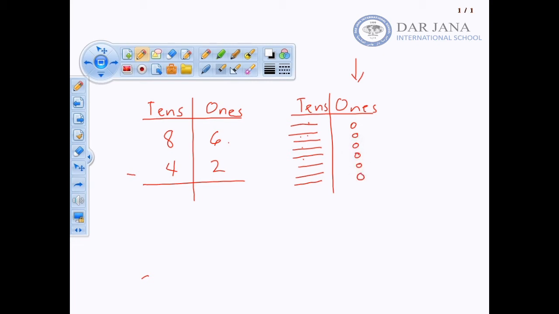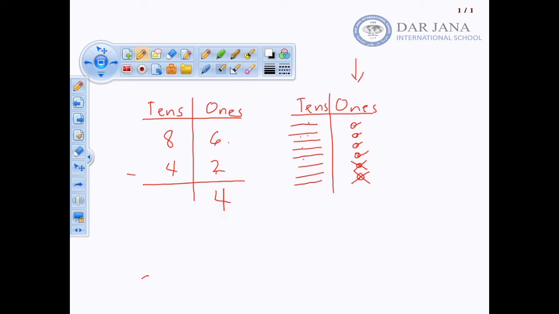Okay. Again, let us start from the ones. We have 86 minus 42. What are the numbers in the ones column? We have 6 and 2. We are going to take away 2 from 6. So here, we have 6 ones. 1, 2, 3, 4, 5, 6. How many are we going to take away? We are going to take away 2. So let us cross out 2. 1, 2. Now, count with me. How many are left? Let us count. 1, 2, 3, 4. Where are we going to write 4? Here in the ones column, because as we have said, we are going to start always from the ones.